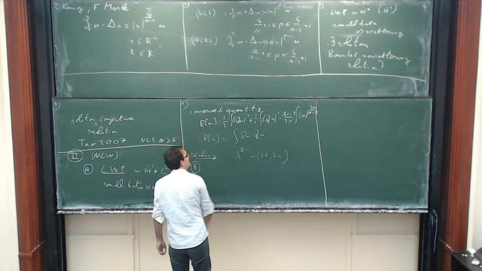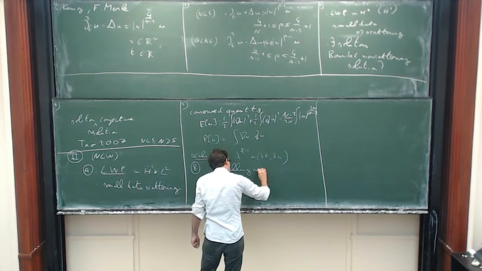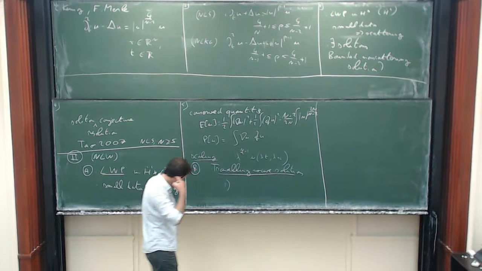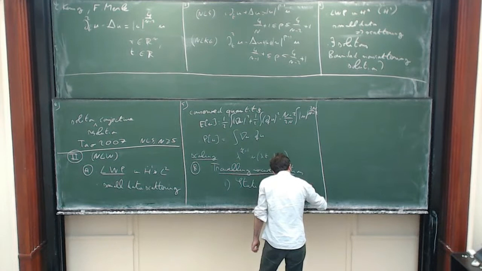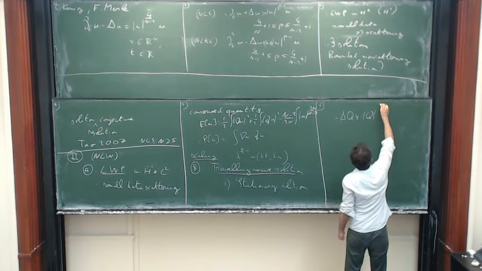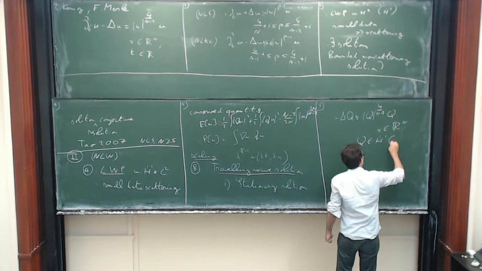So what are the particular objects I will use as solitons for this equation? Actually, you have some traveling wave solutions, and these traveling wave solutions are constructed from stationary solutions. So first, let me quickly review what is known on stationary solutions. That is, solutions of the equation minus Laplacian of Q equals Q to the power 4/(n-2) times Q on R^n, with Q in H dot 1 of R^n.